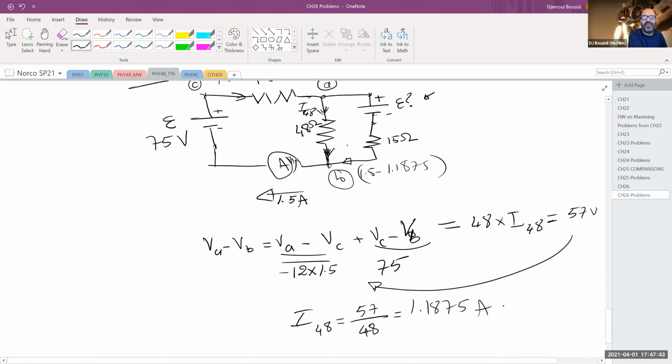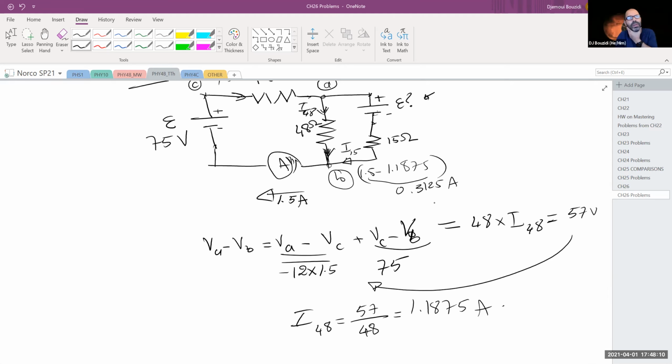So the I through 15, I15, must be equal to 1.5 minus this number. 1.5 minus, let me copy it only. 0.3125 amps. I know I'm talking about sig figs and all of that. So this is 0.313 actually, if I want to keep 3 sig figs. But that is a point in here. It's still an intermediary step because I'm not really finding the actual EMF. The actual EMF will be calculated in here. Okay.